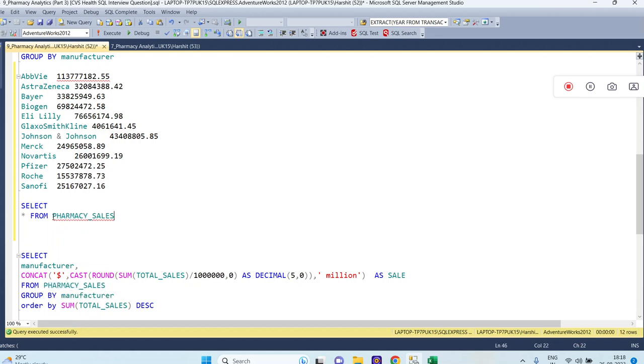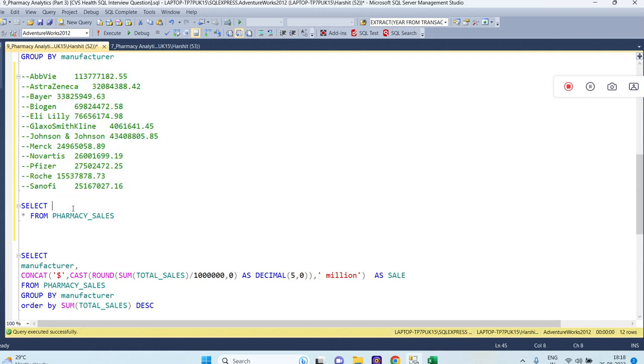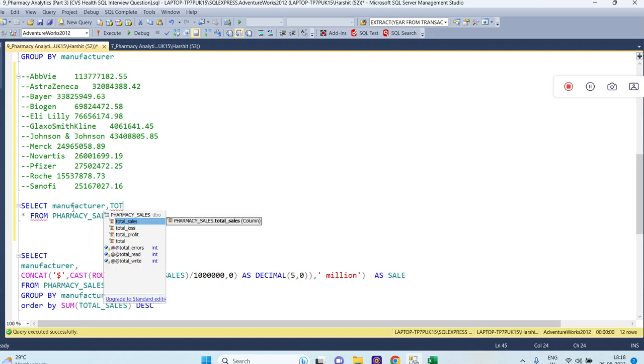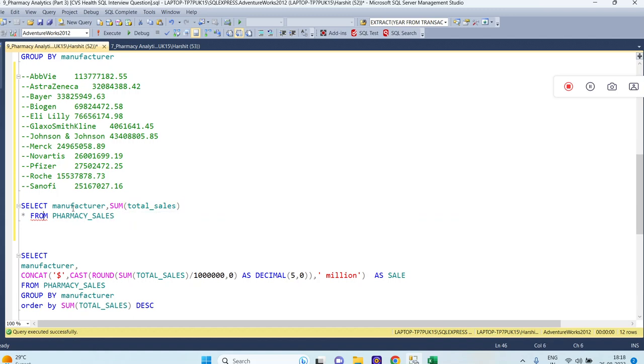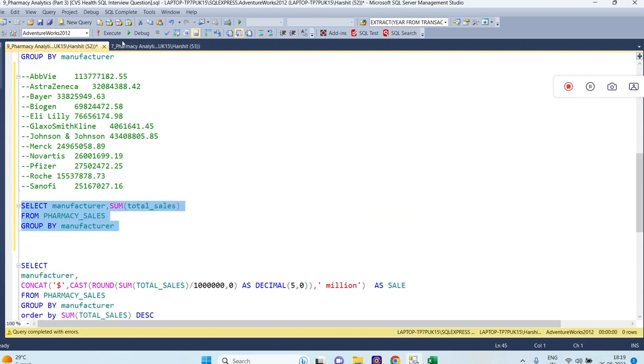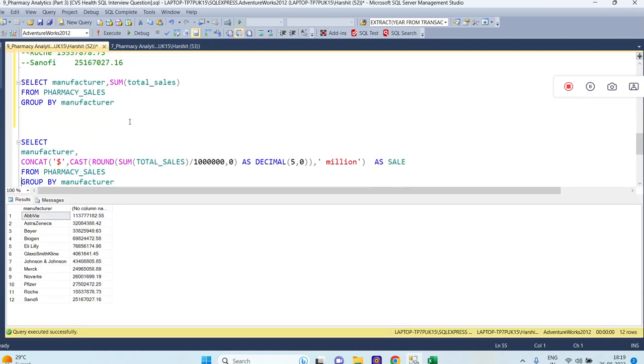Pharmacy sales. Now what is our requirement? We need manufacturer and total sales, right? So we need to do sum of total sales that we have already done above. Now let me just execute this query. Sorry, we need to do group by manufacturer. Now this result is coming, right?